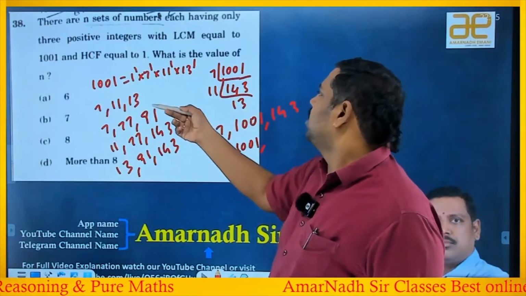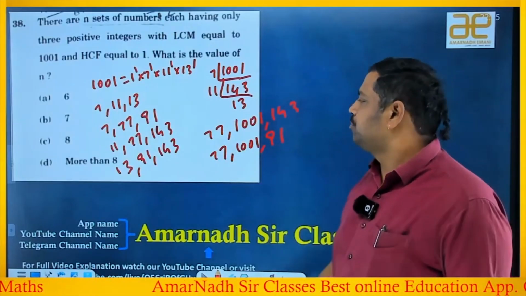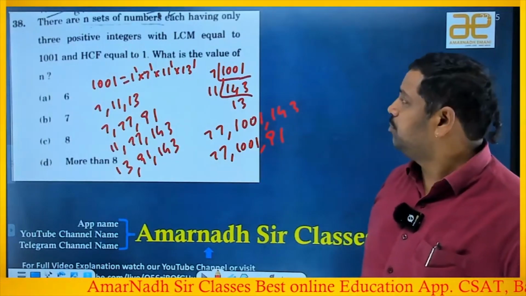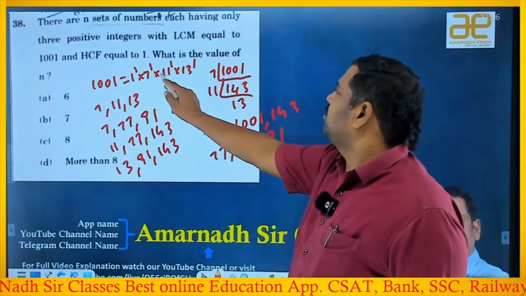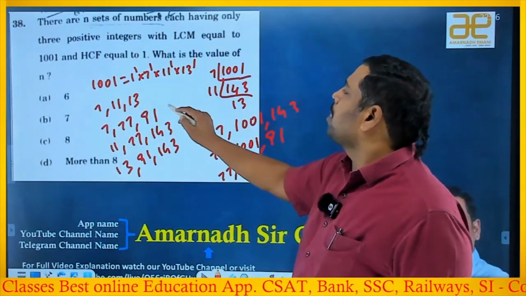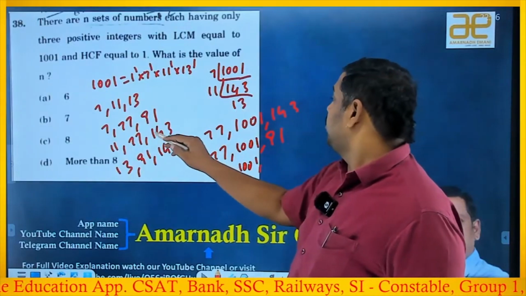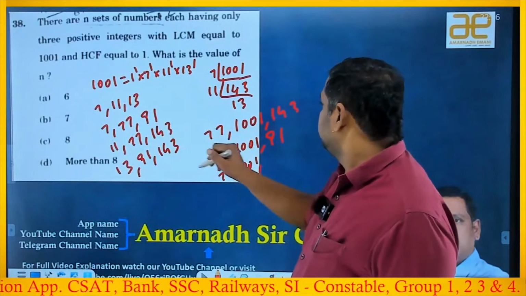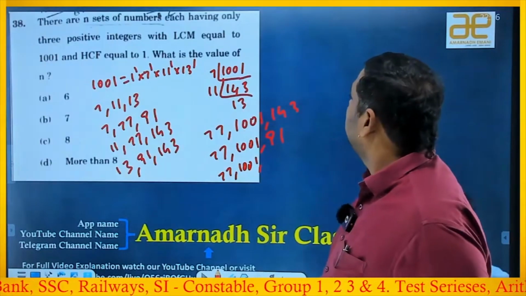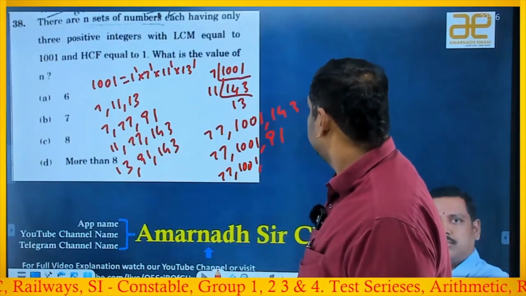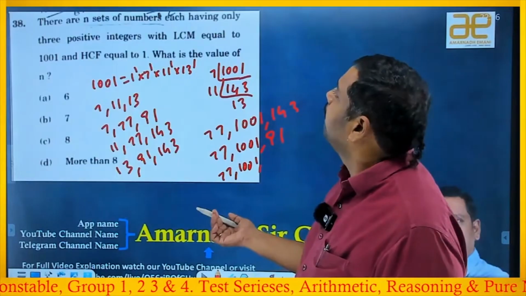Why should I take that one? 1, 7 and 13 I will take, 91. So here also you will get the same, right? Here also you will get the same. Next, 3 numbers combination now. 1, 7 and 11 if I take, 77. Now 7, 11 and 13 if I take, 1001. Now why should I go with earlier 91, meaning 13 into 7, 13 into 11, right? Now I'll take 13 into 7 into 11, which I have already taken.